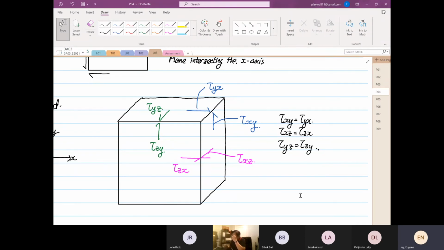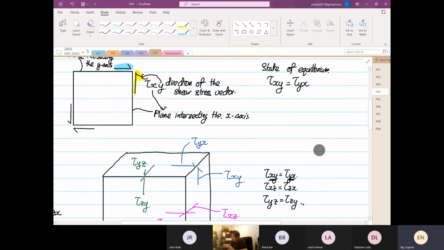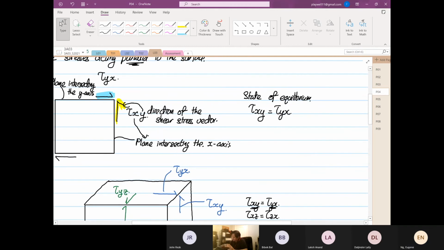Right. So before the break, we looked at what shearing stress is. You know the labeling convention of the shearing stress now. You know what shear XY actually means and what shear YX actually means. The important thing I want you all to remember is the state of equilibrium. Shear XY is equal to shear YX. I want you to remember that. Why? Because what I'm going to do next will be influenced by the state of equilibrium.